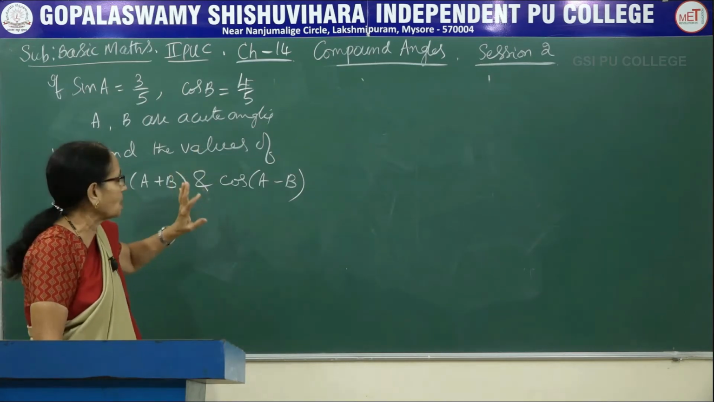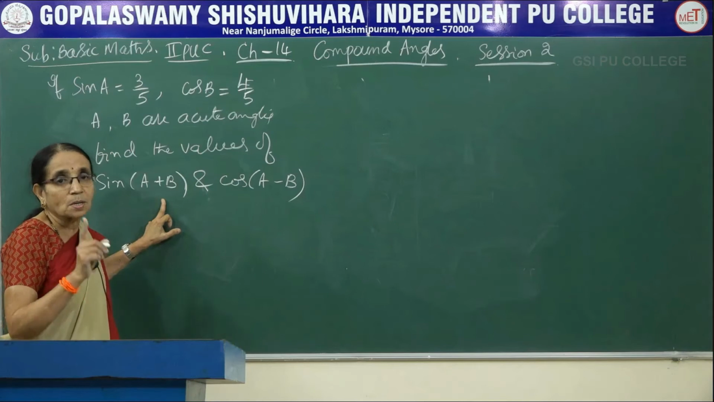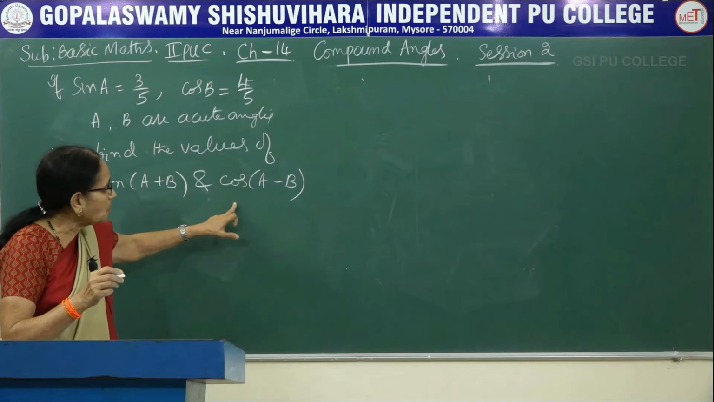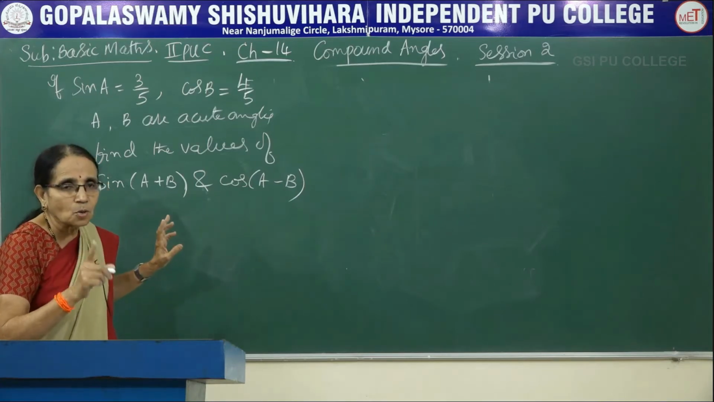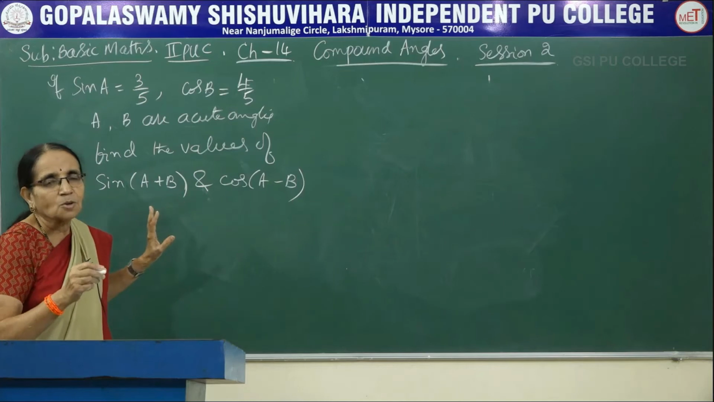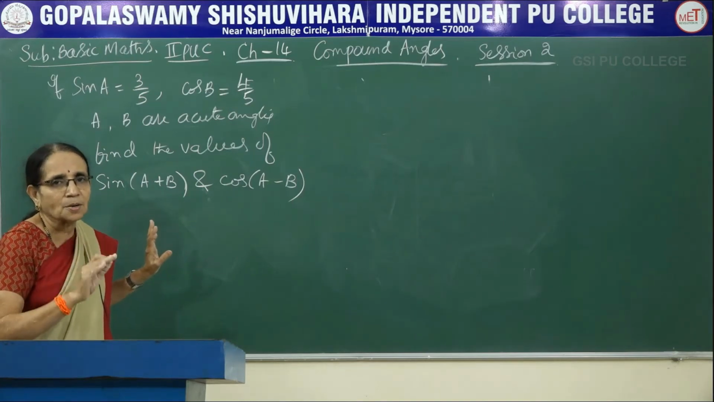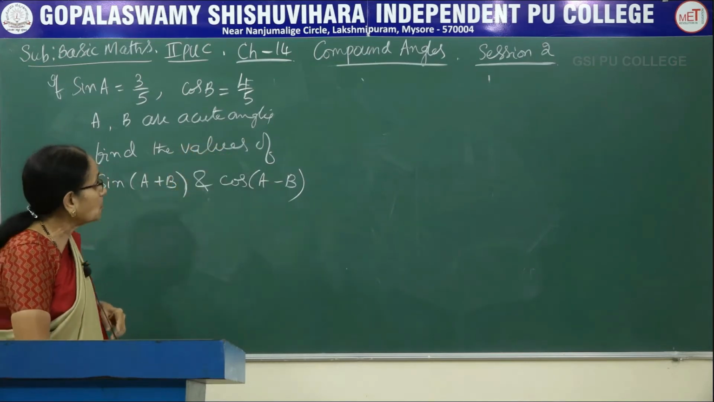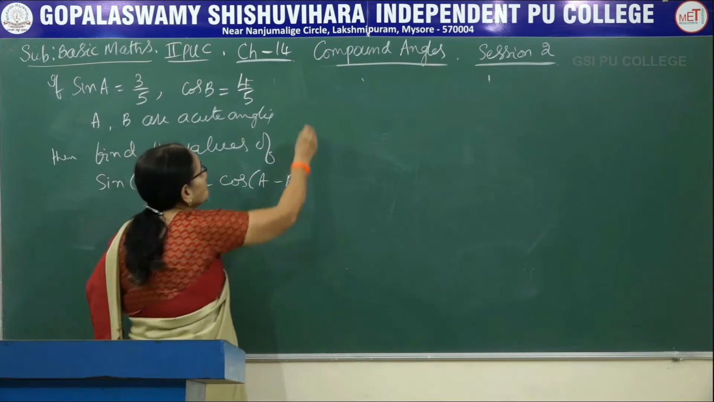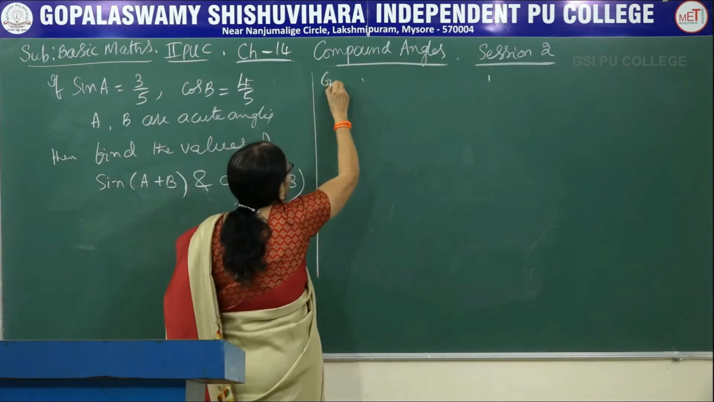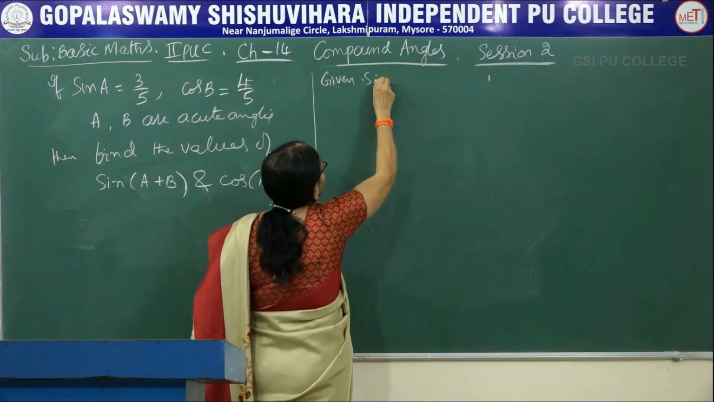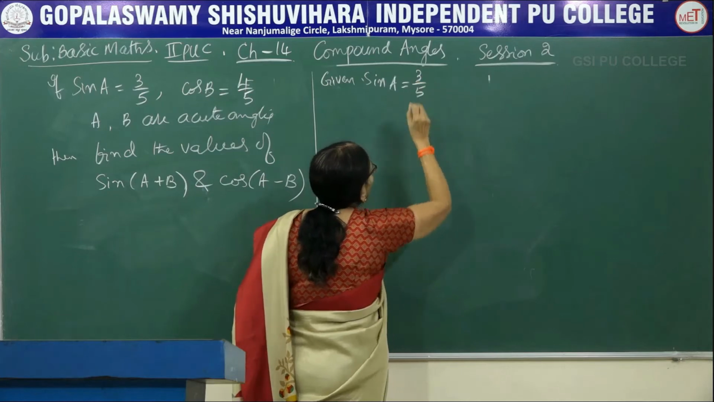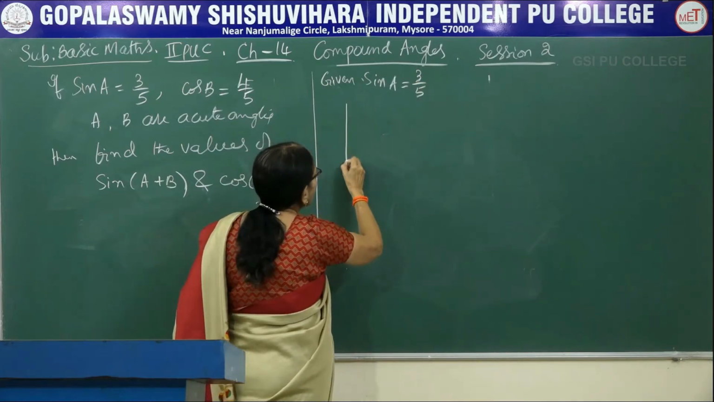After drawing the right angle triangles, for sin A plus B, what terms do you need? Sin A cos B and cos A sin B. And the expansion of cos A minus B is cos A into cos B plus sin A into sin B. So we need the values of sin A, sin B, cos A and cos B, which can be calculated using the appropriate diagram. Now let me consider the first one, that is sin A. What is sin A equal to? It is 3 by 5. So I write a right angle triangle here.